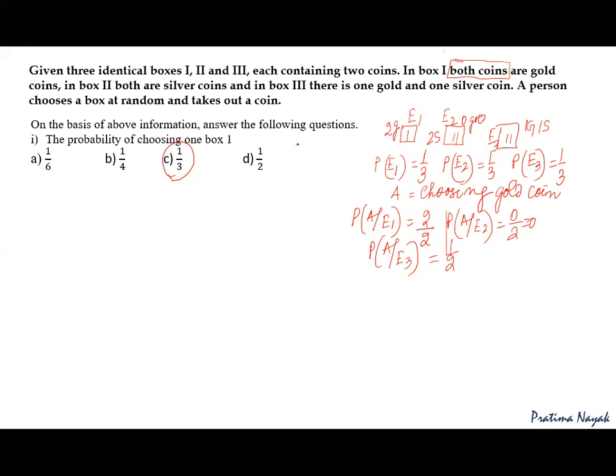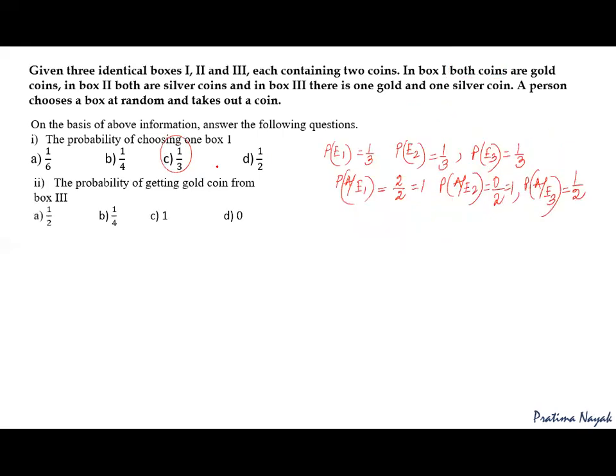So part 1 is correct, we got 1 mark. Then I'll go to part 2. Part 2 is the probability of getting a gold coin from box 3. What is the probability of getting a gold coin from box 3? I've already written here: gold coin from box 3 is 1 by 2. So 1 by 2 is the answer.